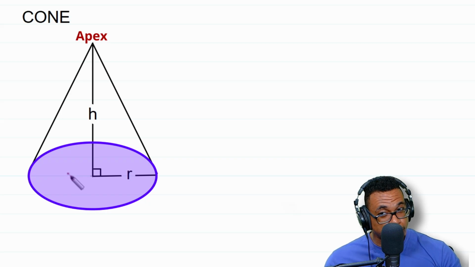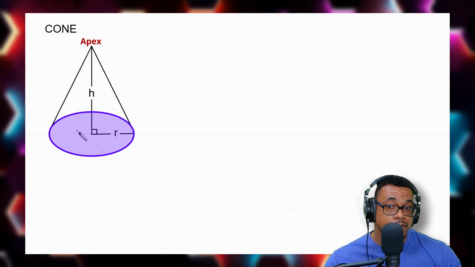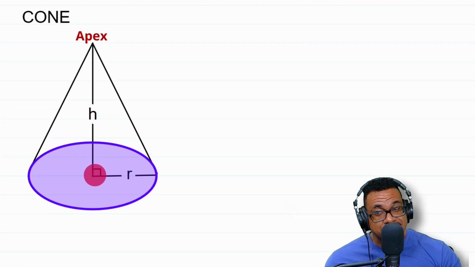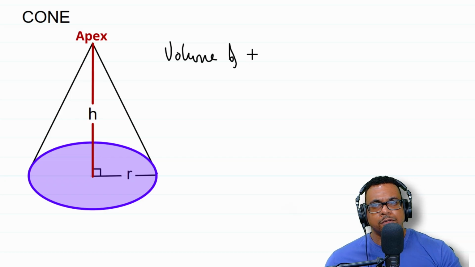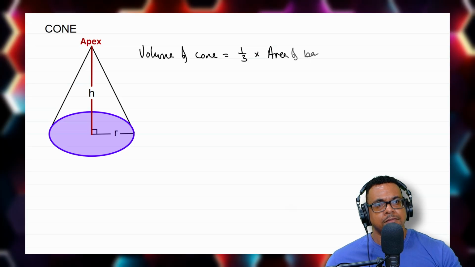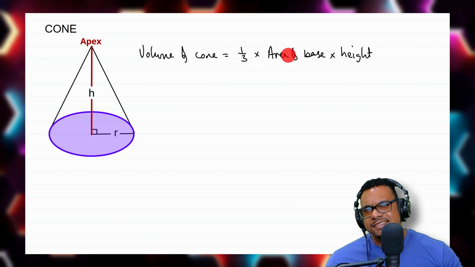But when it comes to the volume of the cone, it follows the same principle as the volume of a pyramid. Because we have this perpendicular distance from the base to the apex, which will be the height of the cone, and we can work out the area of the circle, which is the base, the volume of the cone would be 1/3 multiplied by the area of the base multiplied by the height. And of course, this area of the base is the area of the circle.